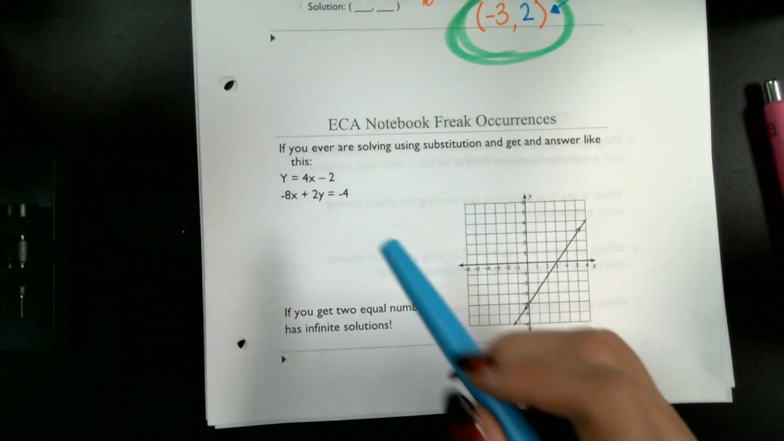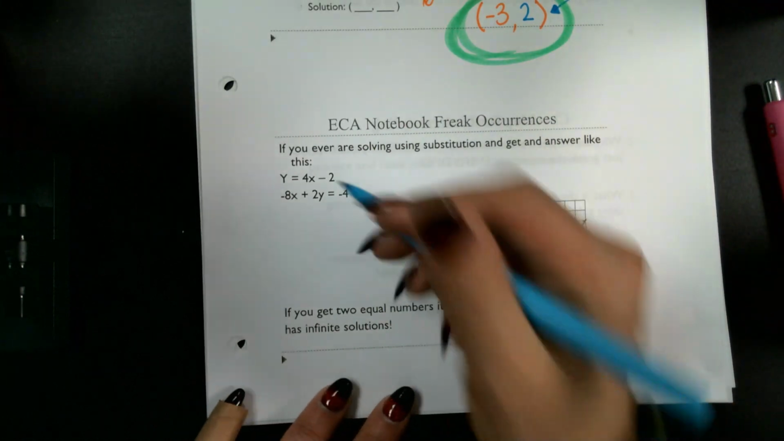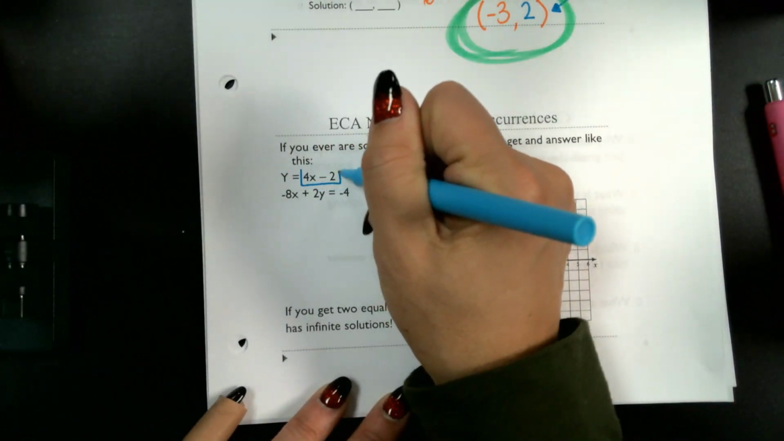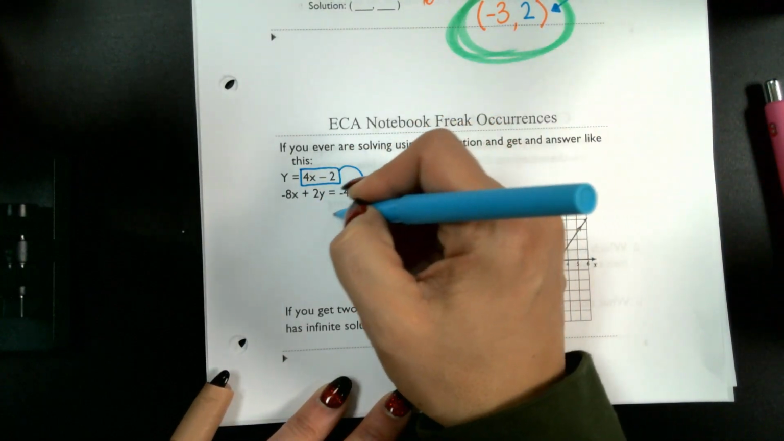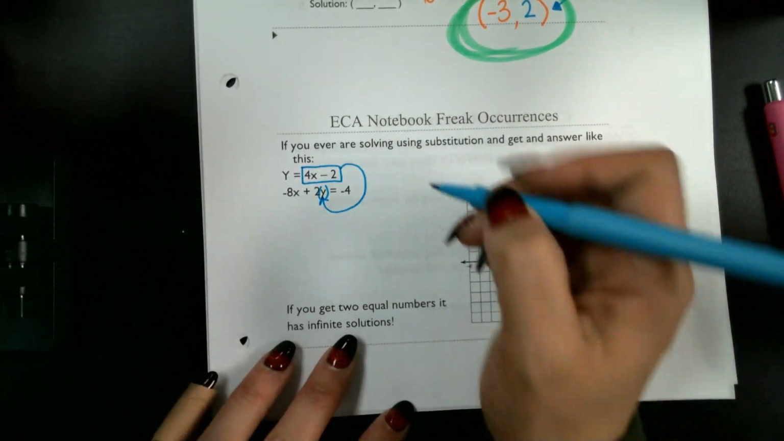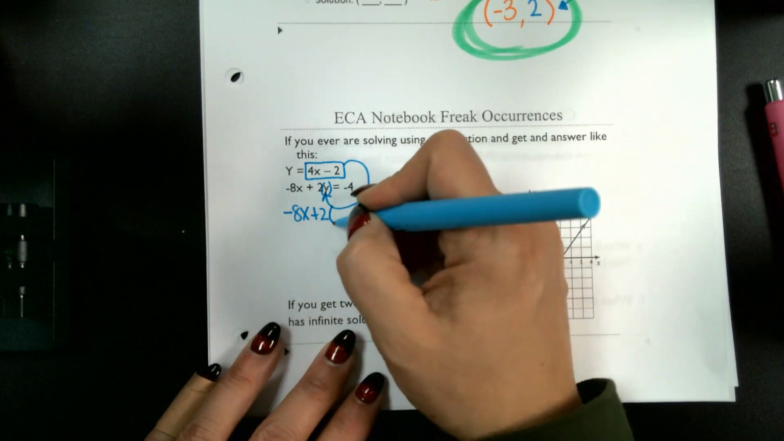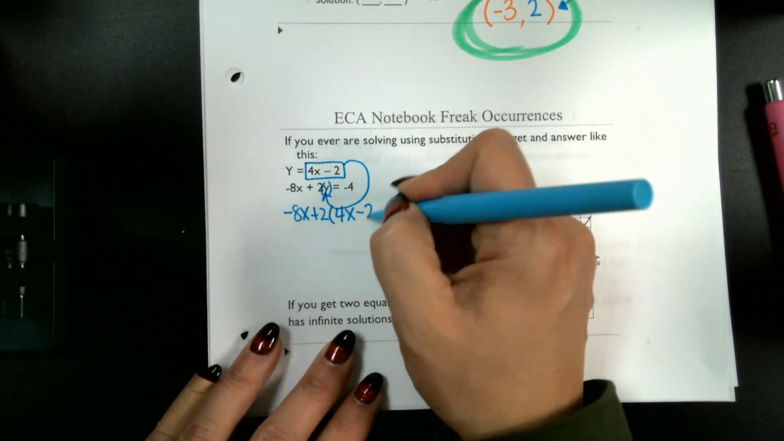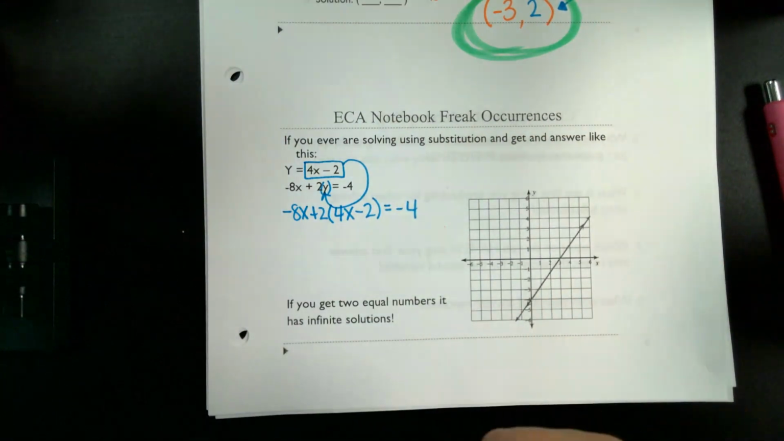Okay, which letter or which equation has a letter by itself? This one, right? Okay, so we're going to take that 4x minus 2 and we're going to plug it into the bottom equation where the y is. So I'd start off by writing negative 8x plus 2 and then in parentheses put that 4x minus 2 and then just finish the equation.